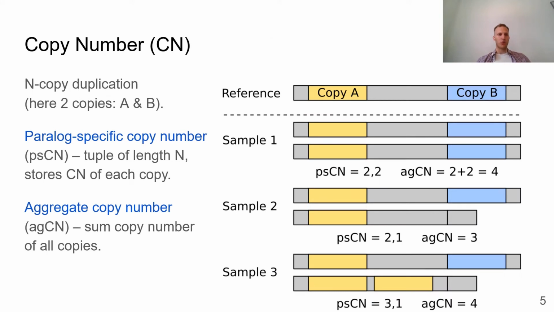Finally, we want to define what copy number is. In n-copy duplication, paralog-specific copy number, or PSCN, is a tuple of length n, and this stores copy number for each repeat copy. And aggregate copy number is a sum over paralog-specific copy number.